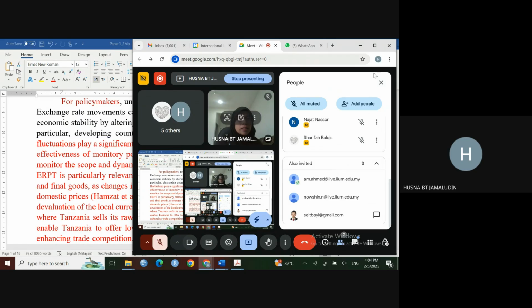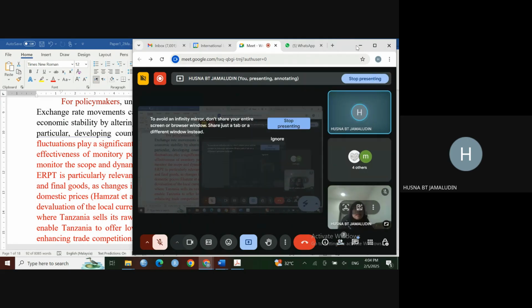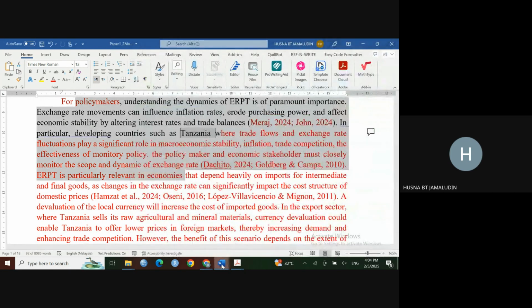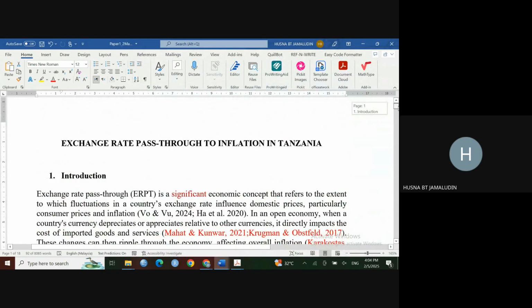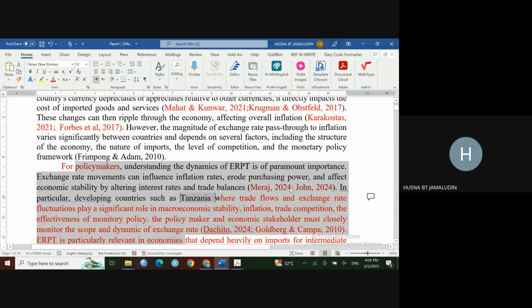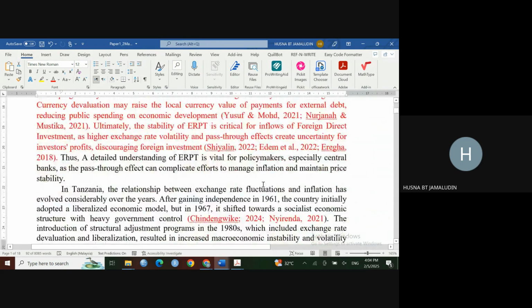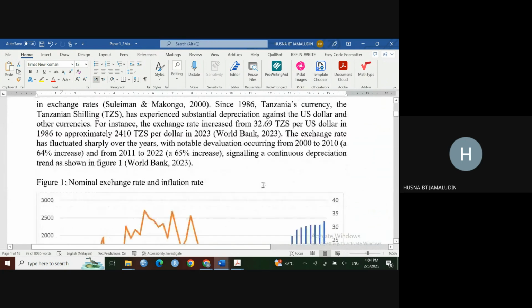One person is not here yet. So I'll continue with the second paper, exchange rate pass-through to inflation. Let me go through the objective.